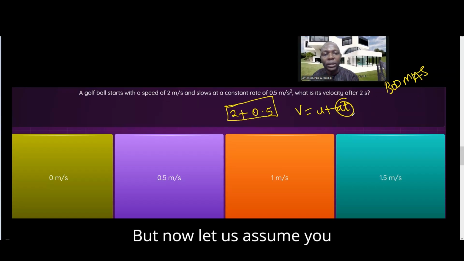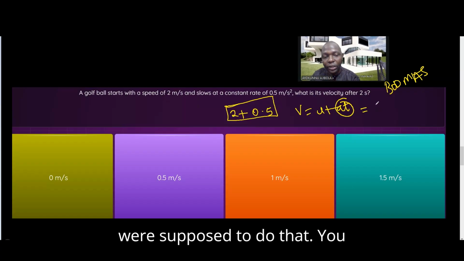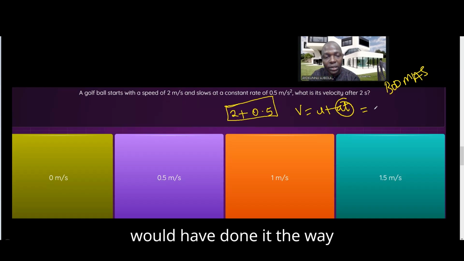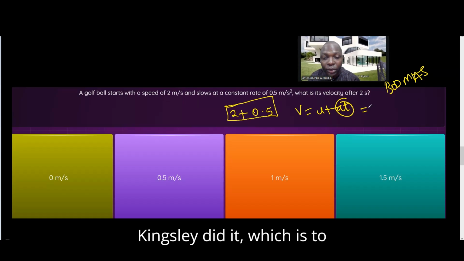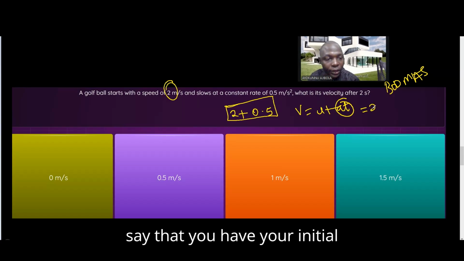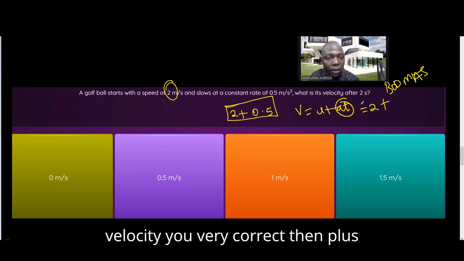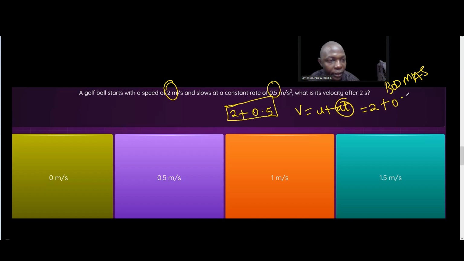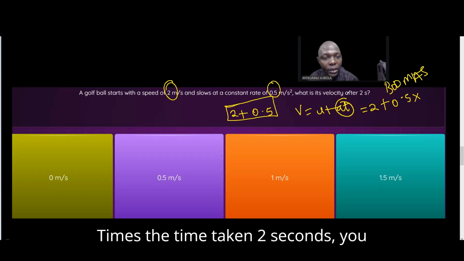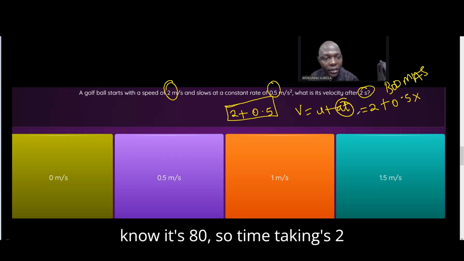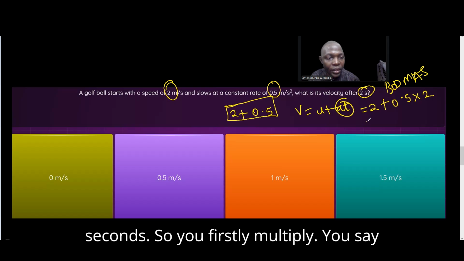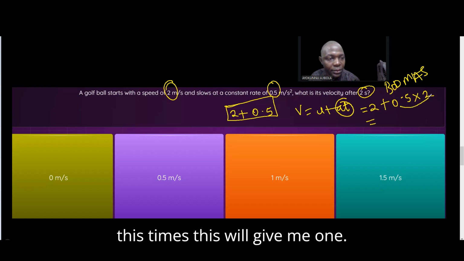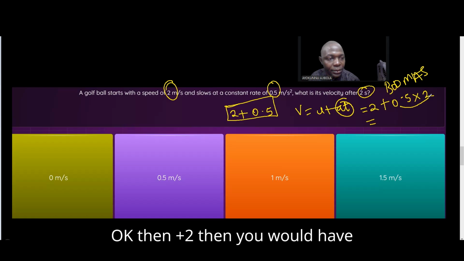Addition. Let us assume you were supposed to do that. You would have done it the way Kingsley did it, which is to say that you have your initial velocity u, then plus acceleration 0.5, times the time taken, 2 seconds. So you firstly multiply, this times this will give me 1, then plus 2, and you would have gotten 3.